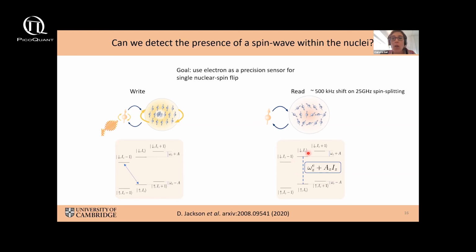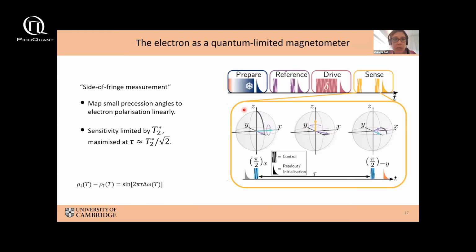And to do this, we're obviously going to use a Ramsey sequence to measure very precisely the electron spin splitting. And we're going to do a Ramsey sequence with a slight twist. It's called the side-of-French measurement, because our two Ramsey pulses, which are two subsequent pi-half pulses, are carried along orthogonal axes. So the first axis is along x, the second one is along -y.